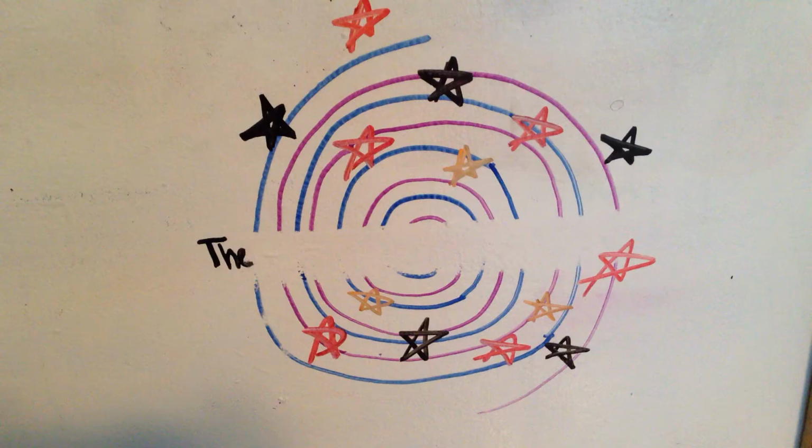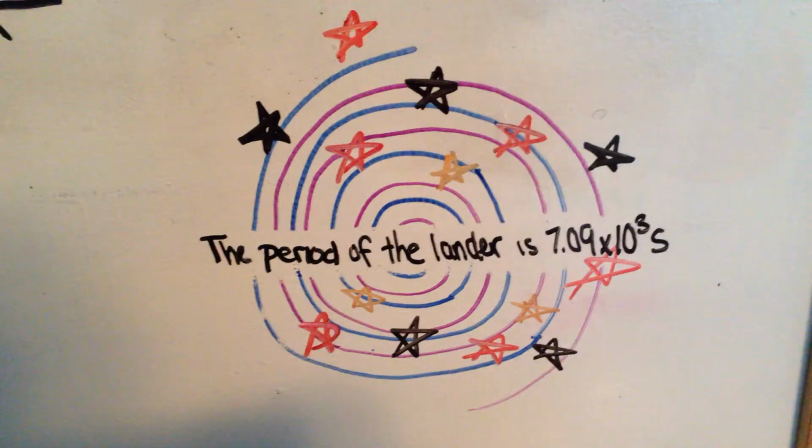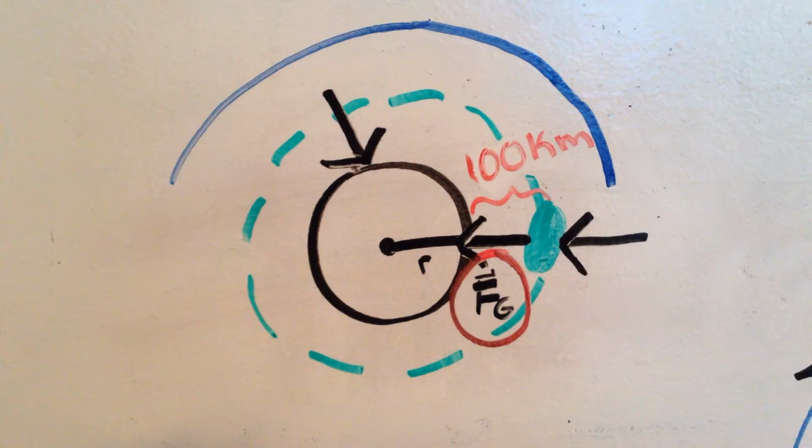Therefore, the period of the lander is 7.09 times 10 to the 3 seconds. That's how long it'll take the lander to orbit the moon once. We did it!